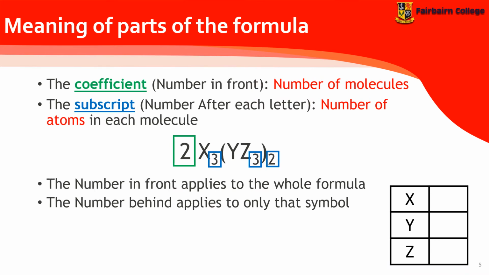Okay, so let's quickly look at when we have a bit more complicated molecule. So I'm using these placeholder elements again, X, Y, and Z, and just with some random numbers in there. So let's quickly see how we calculate the number of atoms in this molecule. So we have a 2 in front, and then we have X3, and then in brackets, YZ3, and then outside of the brackets, 2. So the important thing to know is that these small numbers only apply to the letter or the element after which it is placed.